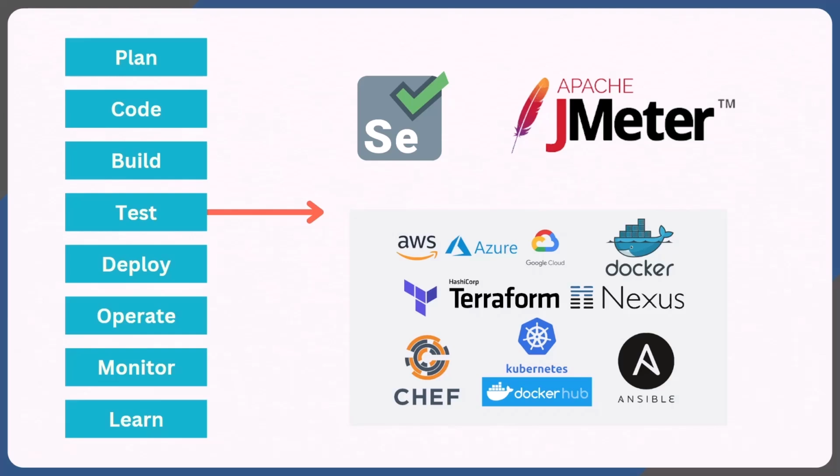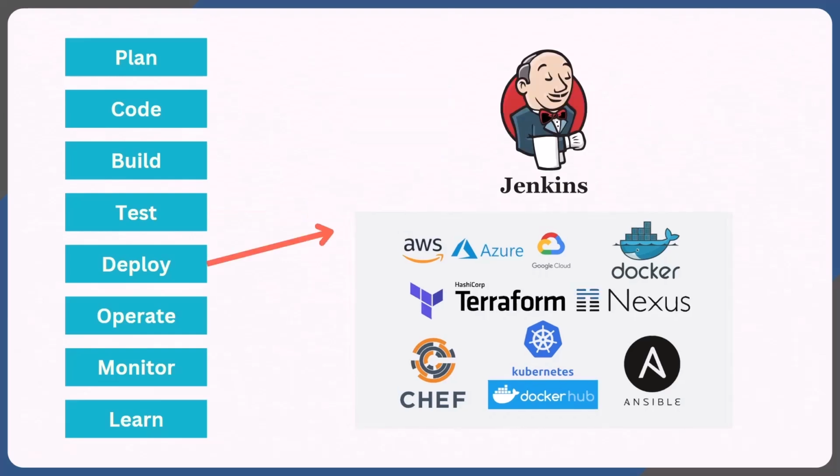Next, we have the deploy phase, which is where we're going to use Jenkins to automate the process of deploying the artifact, or specifically the Docker image, onto the production environment. So once everything is tested and we've made sure that everything is working as expected, Jenkins will automatically pick the artifact from an artifact repository like Nexus or Docker Hub, and it's going to deploy it onto the staging or the production environment. And once again, we're going to see all the technologies that will help us create the environment.